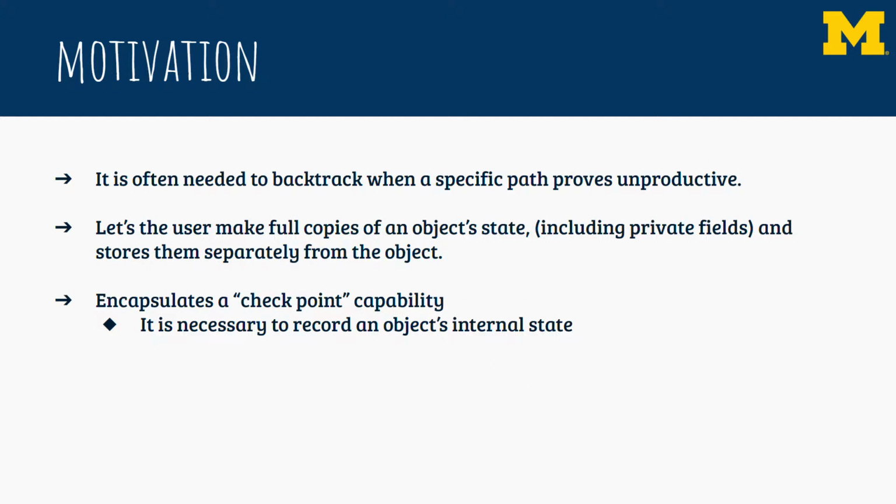The motivation for it is that it is often needed to backtrack when a specific path proves unproductive. It lets the user make full copies of an object's states, including private fields, and stores them separately from the object. This pattern also encapsulates a checkpoint capability, which is necessary to record an object's internal state.